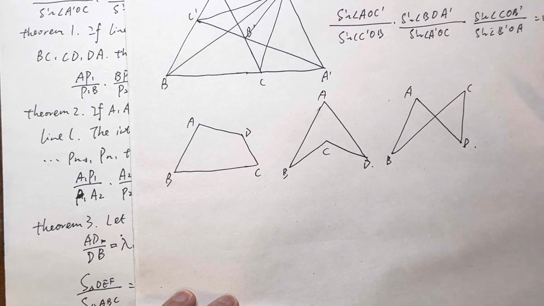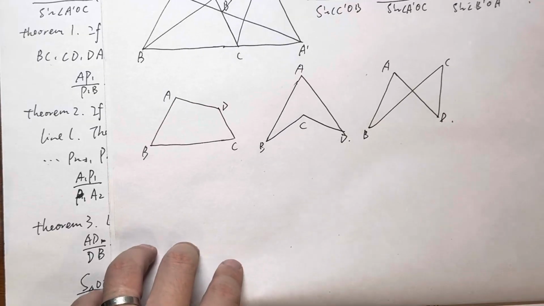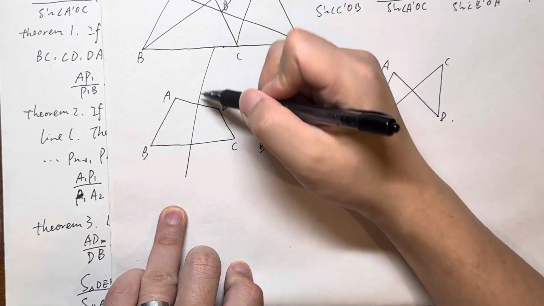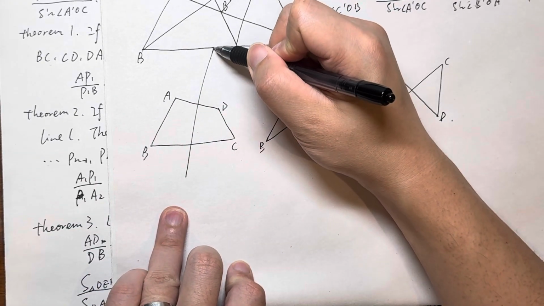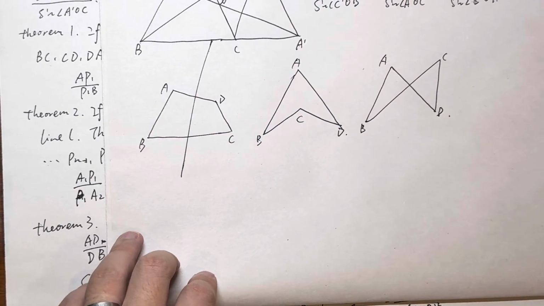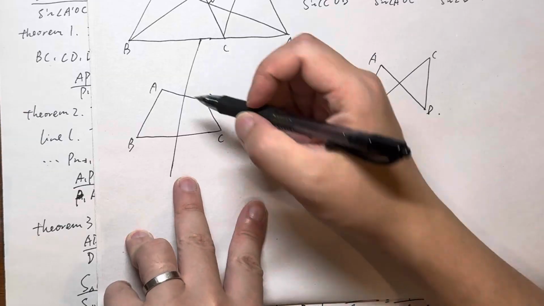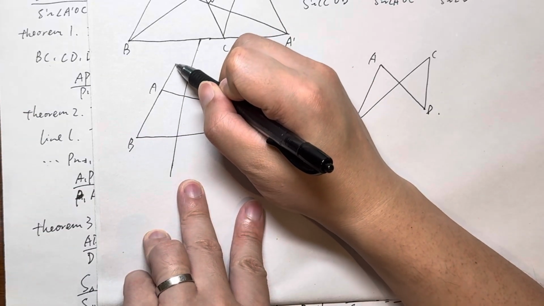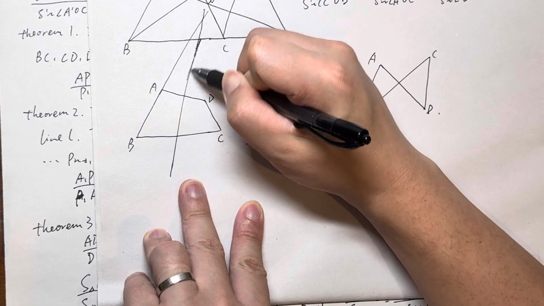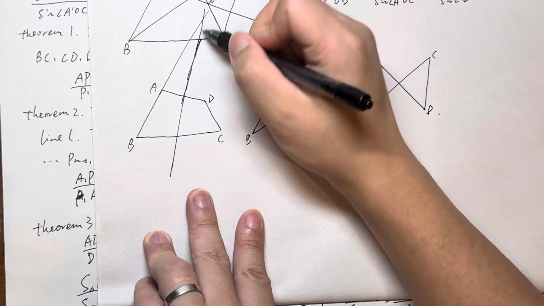A, B, C, D. That's the third way. So we have a line that intersects the closed polyline, which, each line of the edge of the closed polyline, right?